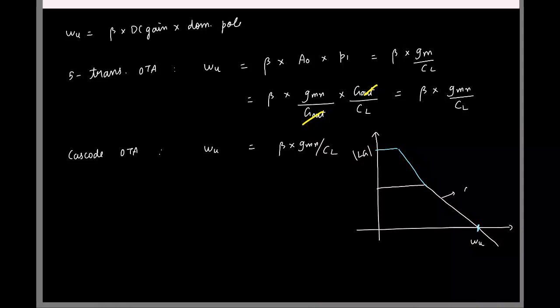So this was basically for the 5 transistor OTA. This is for the cascode. Both of them have the same omega u. Dominant pole is different, right? Because output resistance changes. So DC gain changes, the dominant pole changes. Omega u still remains the same. I mean, logically, this is the same omega u. It has to go through this point.